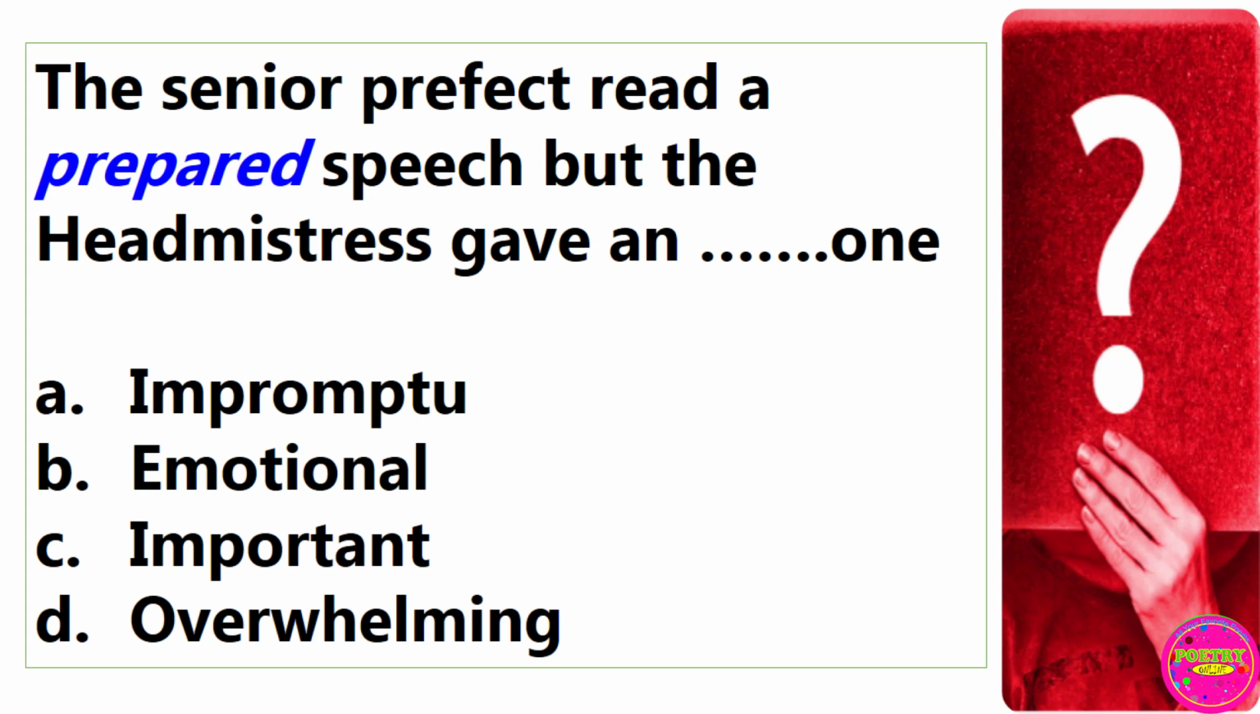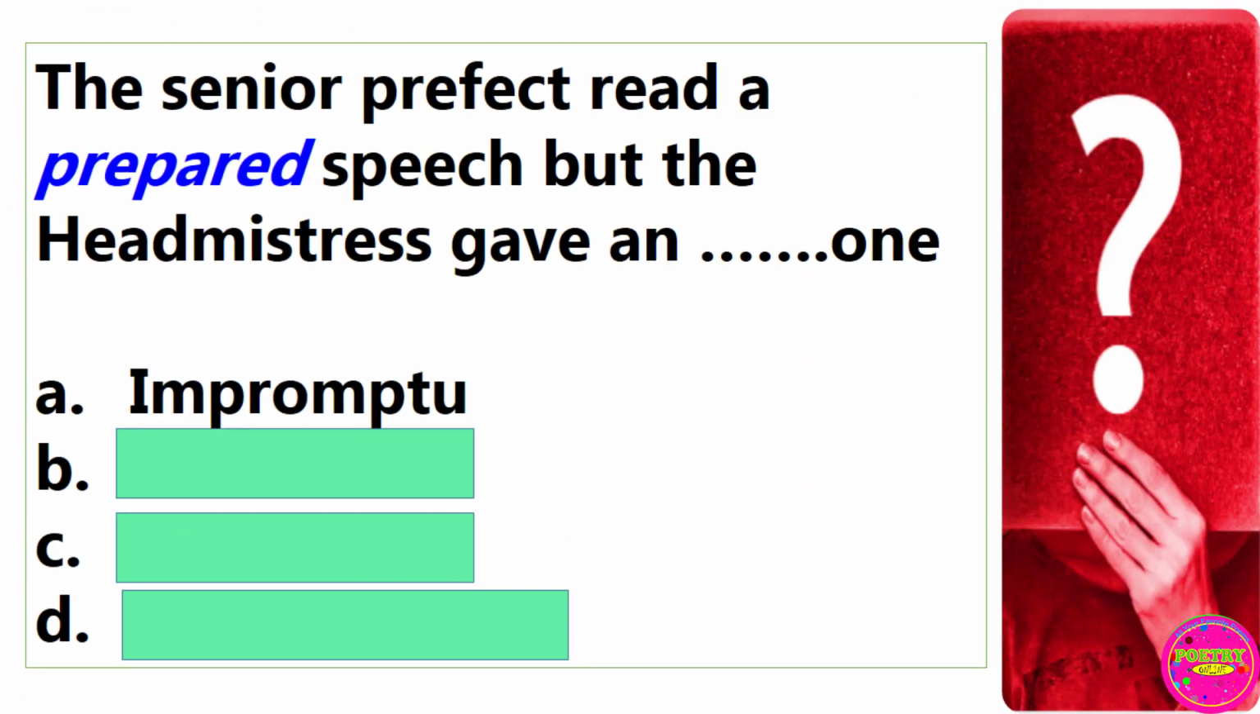So, a candidate who knows the meaning of prepared should be able to eliminate or remove certain odd answers. The word emotional has nothing to do with prepared, so let's delete it out. The word important has nothing to do with the word prepared. Let's take it out. The word overwhelming has nothing to do with the word prepared. Let's equally take that one out. So we're left with impromptu. Have you seen? It becomes easier for you to select the right answer if you rule out the wrong ones or the odd answers. So we can correctly say that the senior prefect read a prepared speech, but the headmistress gave an impromptu one.